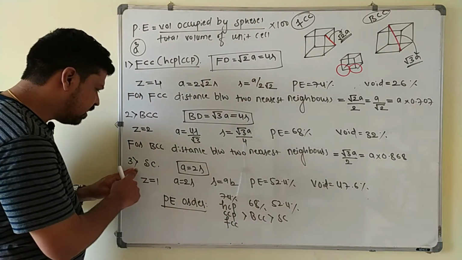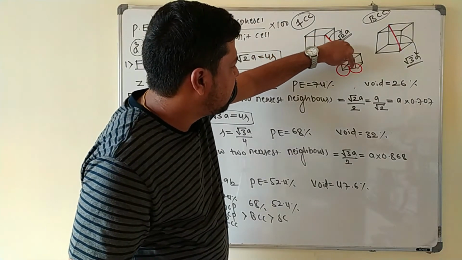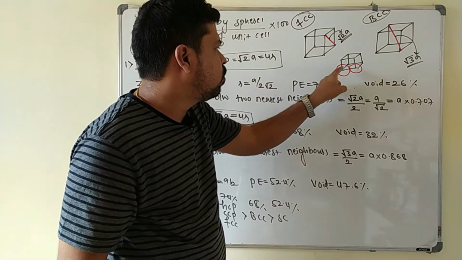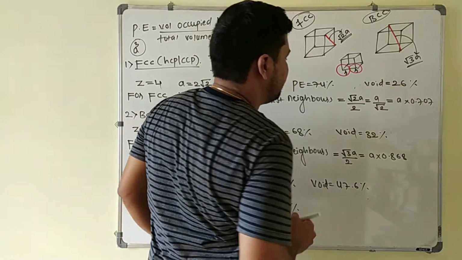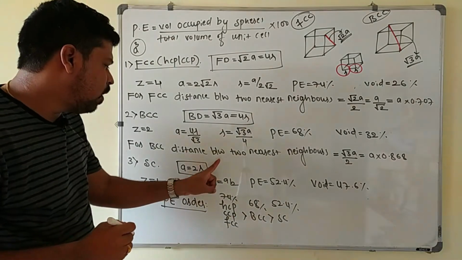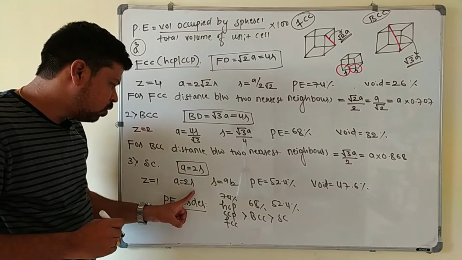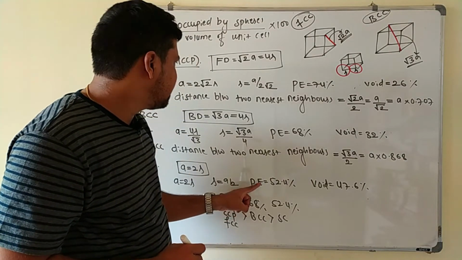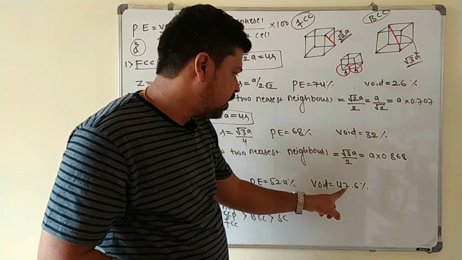Next point, in case of simple cube, the corner spheres are in touch with each other. That's why here one edge length a is equal to 2r, this is also r and this also r here, so the a value is equal to 2r here. Then z value is 1 for simple cube, a is equal to 2r, r is equal to a by 2, rearrange this one. Then packing efficiency in case of simple cube is 52.4, and the percentage of void is 47.6 here, okay.